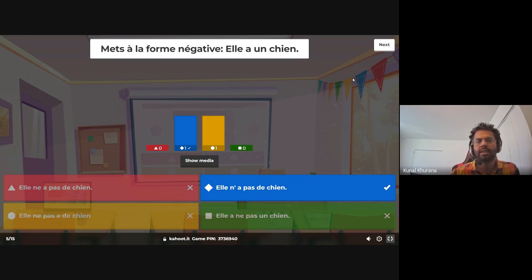So in the yellow one, ne pas came together, the verb avoir, the auxiliary, will come in between. Because de begins with a consonant but the next word is a vowel, we will do elision: we remove the e and add an apostrophe. So it becomes elle n'a pas de chien.